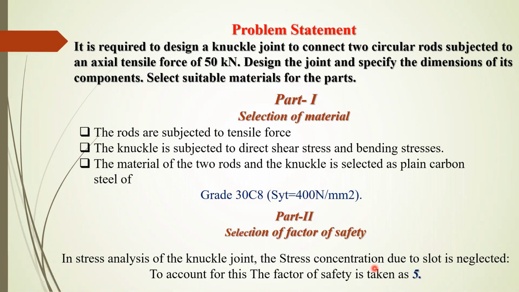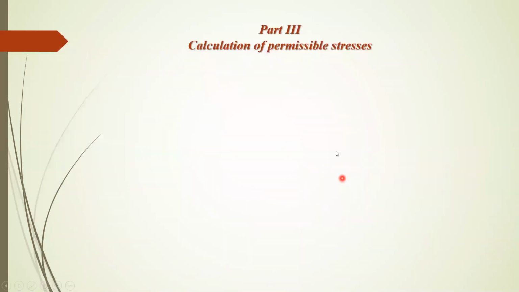So to account for neglecting the stress concentration, we select the factor of safety as 5. We select the same factor of safety for all these components, and we will design all the components here. After selecting the material and the factor of safety, we will proceed further.